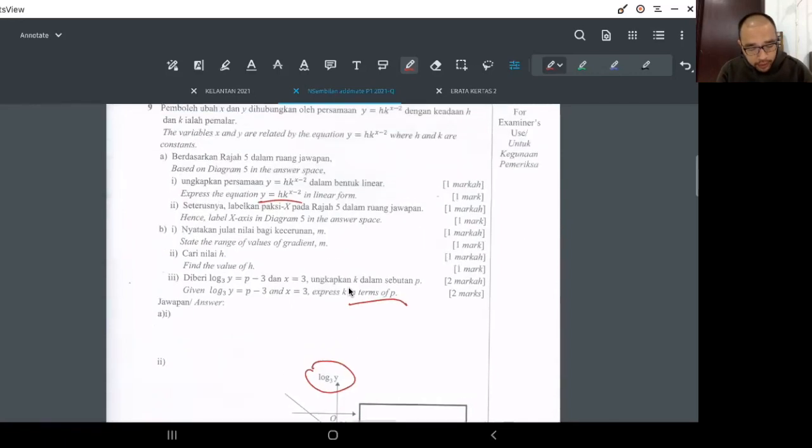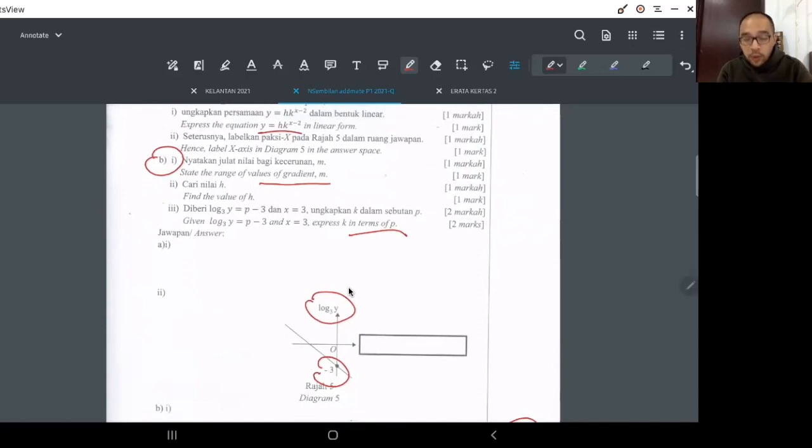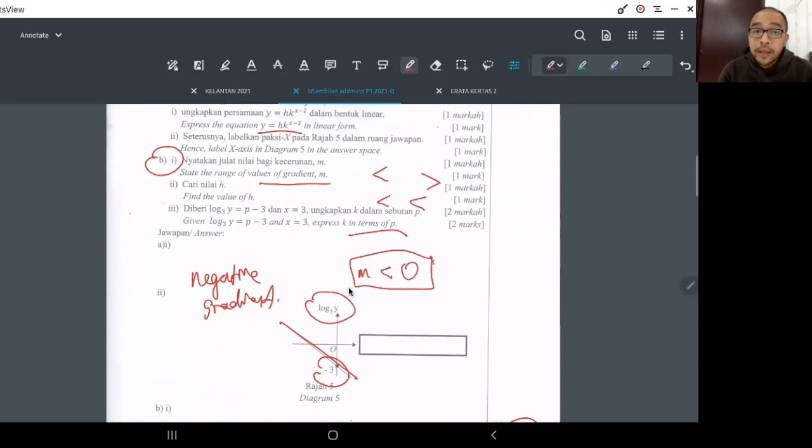Now, some of you may have a question with B1, the range of the values of the gradient M. For range of values, the answer is always less than, more than, or in between. And we know that the gradient is a negative gradient, because the shape of the graph also tells you it's a negative gradient. So the range of values for a negative gradient will be M is less than 0. That's it. This is the answer for B1. M must be a negative number. We don't care what the number is, but we know that it is a negative number.